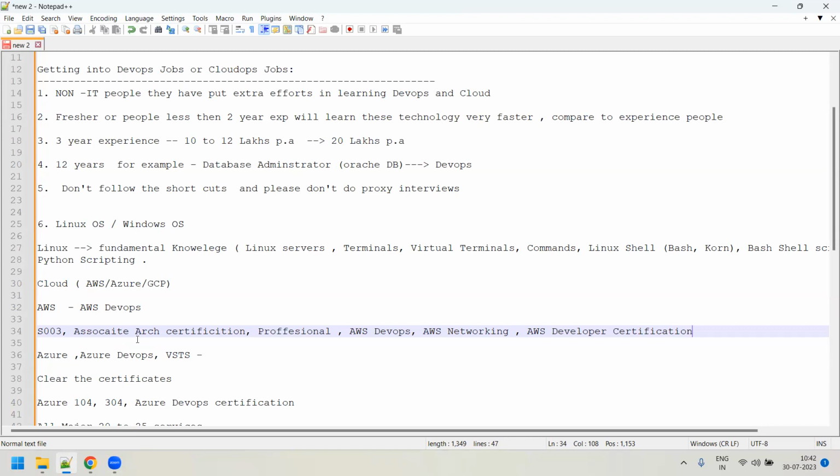Okay, so please always make sure that when you are learning the cloud and these things, you have an idea that you need to do the certification also. Clear?